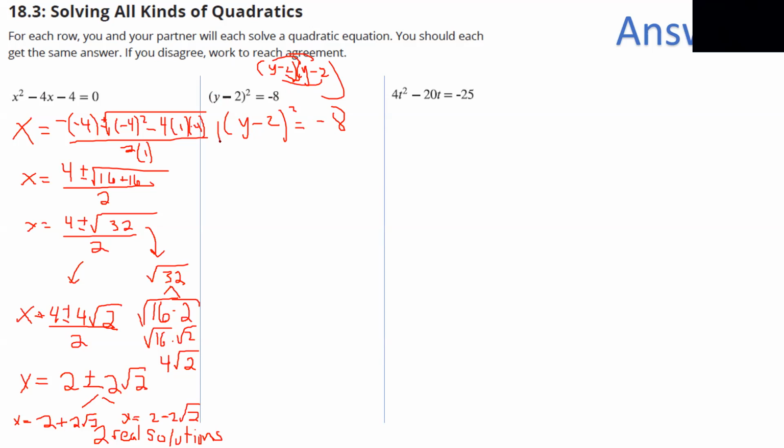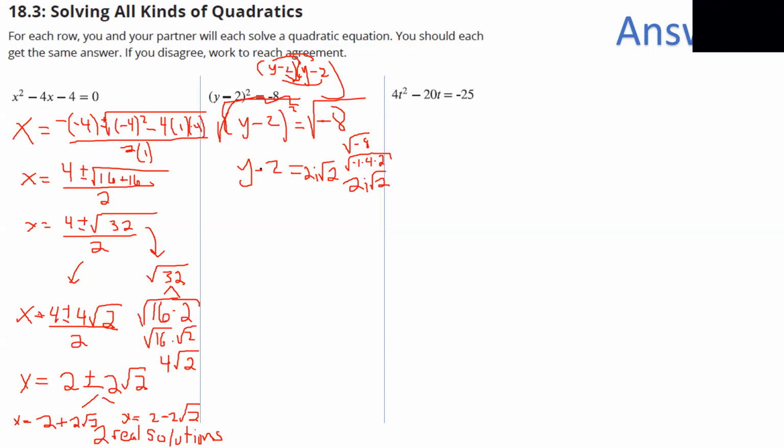All you have to do here is take the square root of both sides. This square and this square root cancel. We're left with y minus 2 is equal to, well, I can break down this square root of -8. So -8 broken down can become -1 times 4 times 2, right? 4 times 2 is 8, and times -1 is -8. So here, because we have a -1, that's going to be i. The square root of 4 is 2, and since there's an extra 2, I'm going to get 2i square root of 2. So this becomes 2i square root of 2.